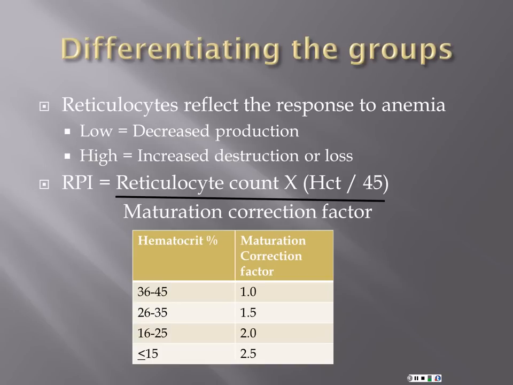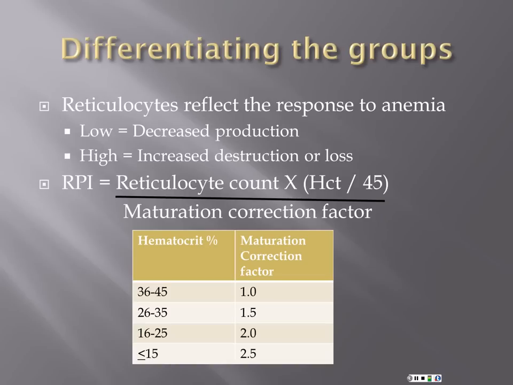Unfortunately, it's a relative term. The more anemic I am, the more reticulocytes I should produce. So let's say maybe the lab marks 3% reticulocytes as high. That's not really high if my hemoglobin is 3 or 4. My count should actually be much, much higher than that. So when we look at that, we have to account for that. We do that with what's called the reticulocyte production index.